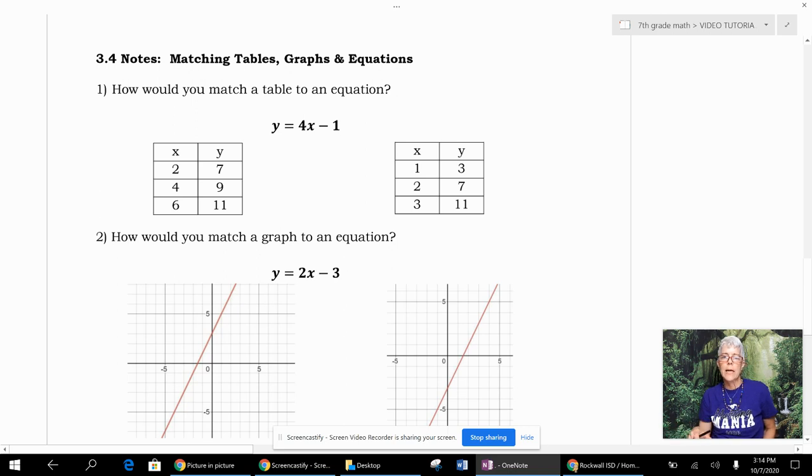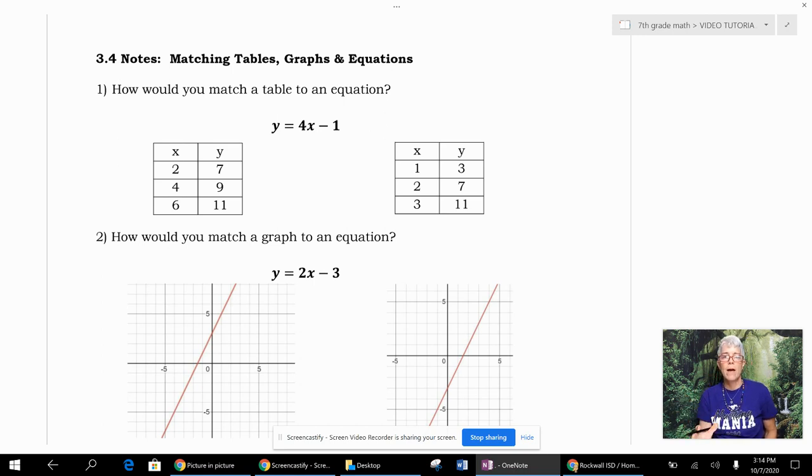Hey guys, today we are going to learn how to match up equations to tables and graphs. Now, I think the hardest road we've already walked through. If you still need more help with it, don't worry, you have more time to practice it. And that is creating an equation from a word problem.